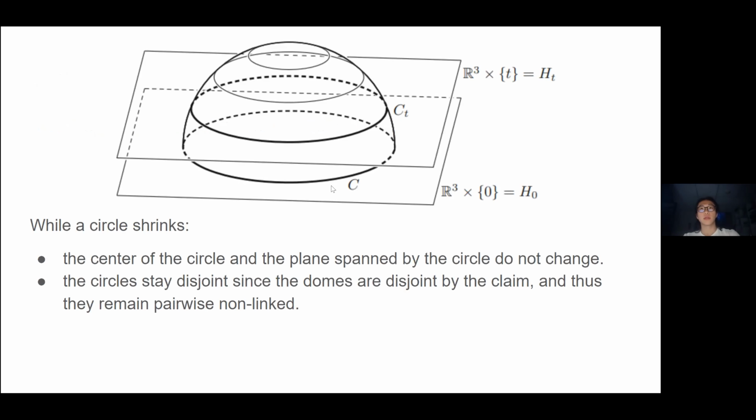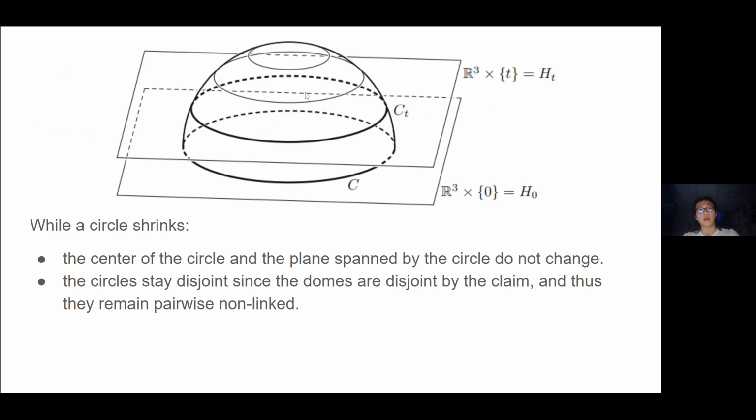If you can visualize here, the circle gets smaller and smaller, and at any given time t, it's just a circle. While the circle shrinks, the center of the circle and the plane spanned by the circle do not change. So the center stays the same, the c stays the same, and the circles stay disjoint since the domes are disjoint, and thus they remain pairwise not linked.